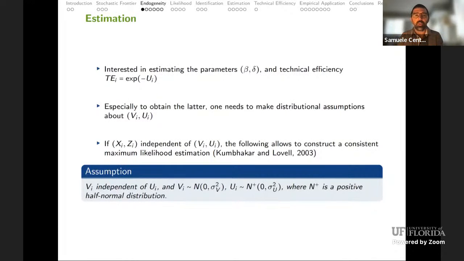So in the most standard textbook framework, if you want to estimate beta and delta through maximum likelihood, what you are going to do is assume that V is independent of U, so these two components are independent of each other, that V follows a normal distribution and U follows a truncated, or half normal distribution, so it's strictly positive. It's a half normal distribution on the positive real line. With these assumptions, it's very well established that you can get an estimator of beta and delta, and you can get an estimator of technical efficiency.